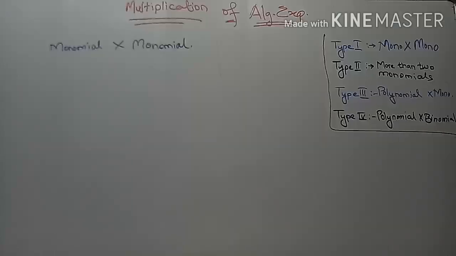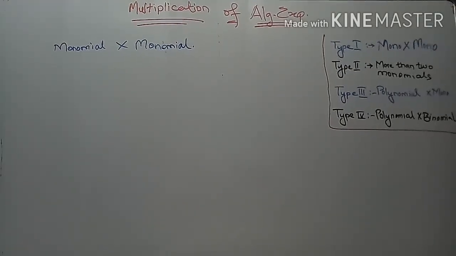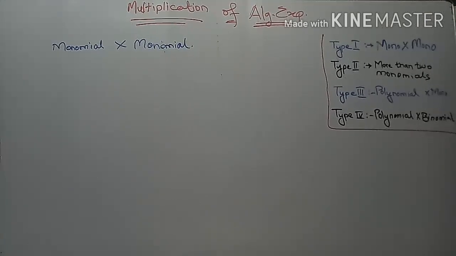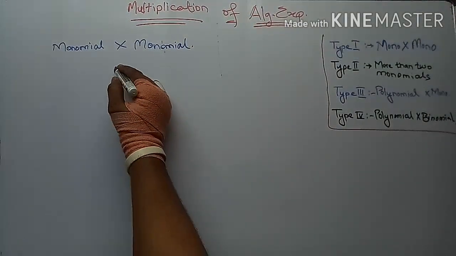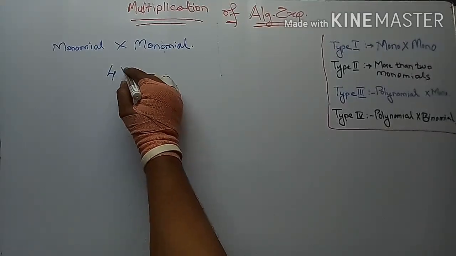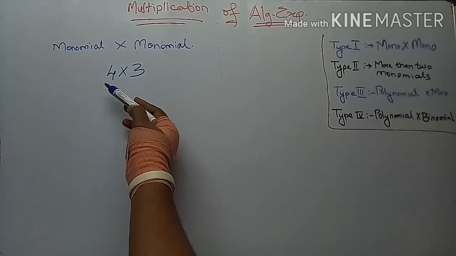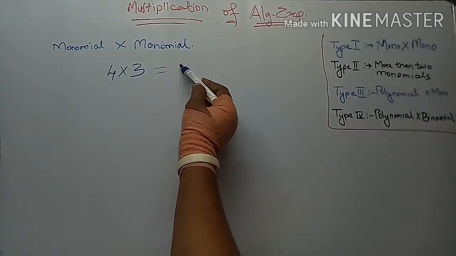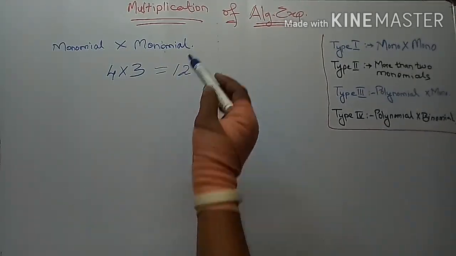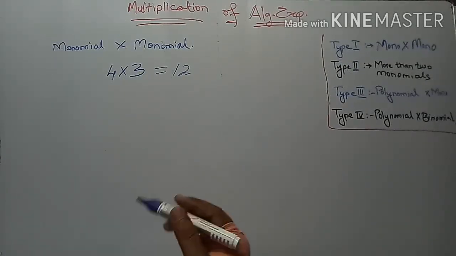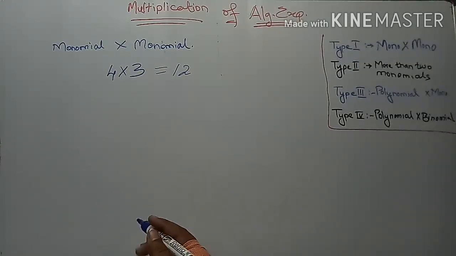The first type: monomial multiplied by monomial. Let me consider a random example of a number multiplied by another number. For example, 4 multiplied by 3. This is one number multiplied by the other number, which gives me 12. Now consider a monomial instead of a number.